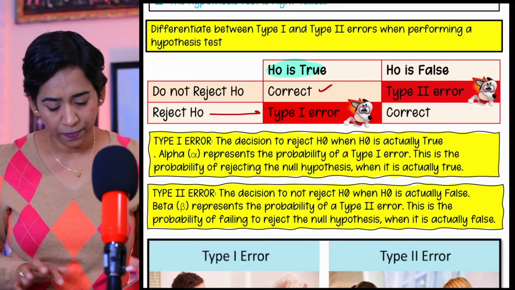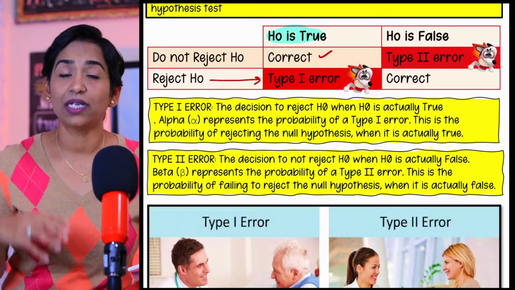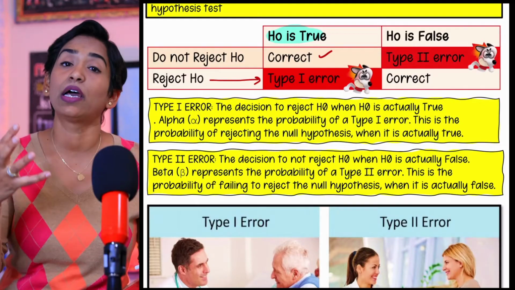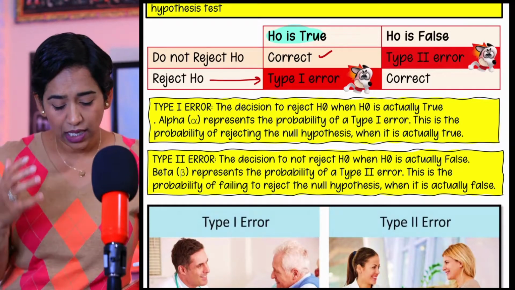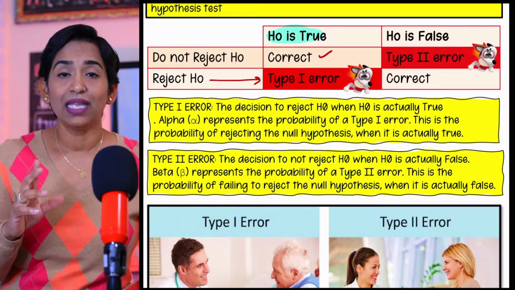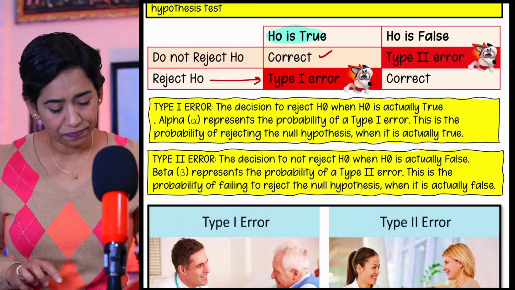Okay? Again, type 1 error is called alpha. That's the probability of rejecting your null hypothesis when your null hypothesis is true. Type 2 error is called beta. They are complements of one another. Alpha plus beta should give you a 1.